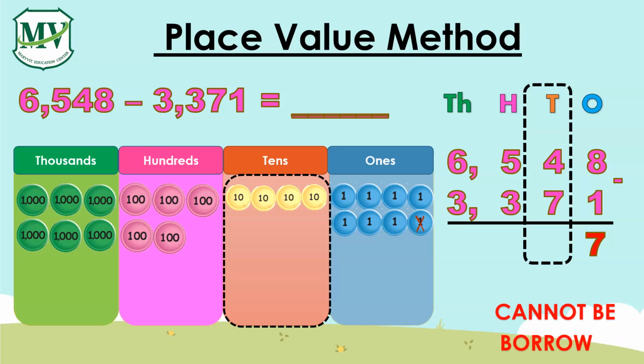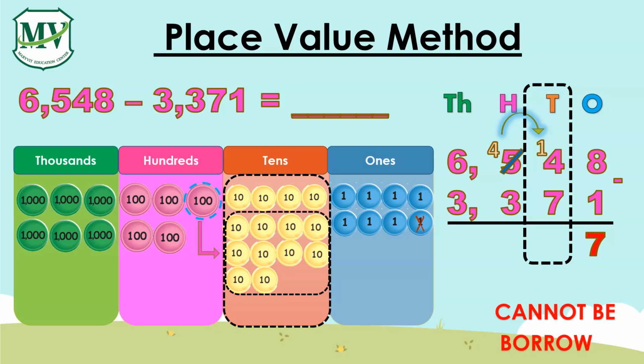We need to borrow from the next place, hundreds. 5 hundreds becomes 4 hundreds. We regroup 100 into 10 tens. 14 tens minus 7 tens is equal to? Let's take away 7. We only have 7 tens left now.